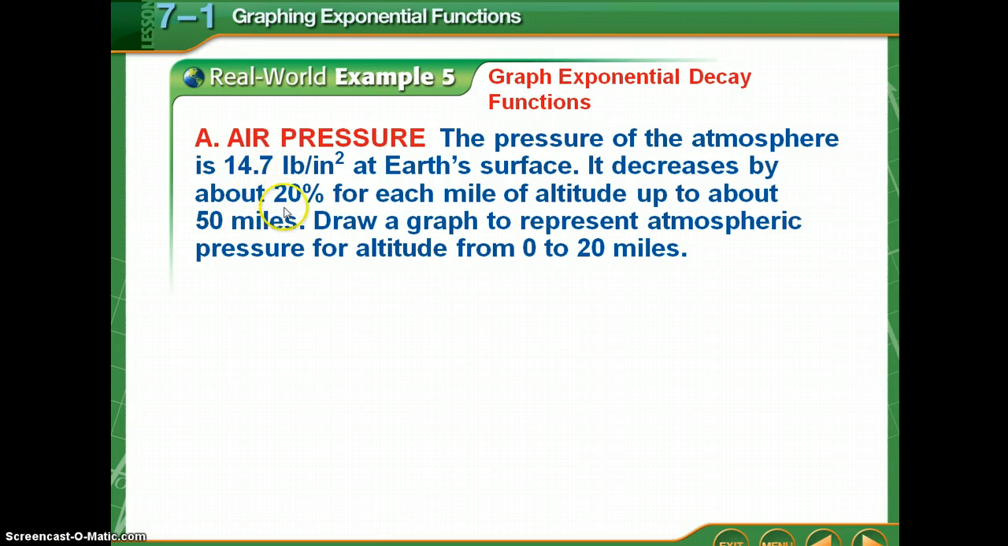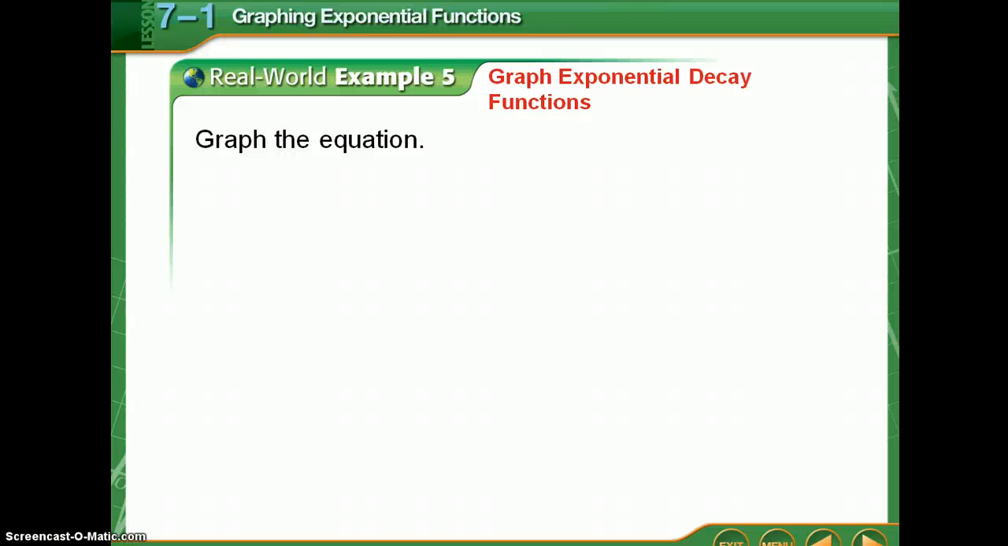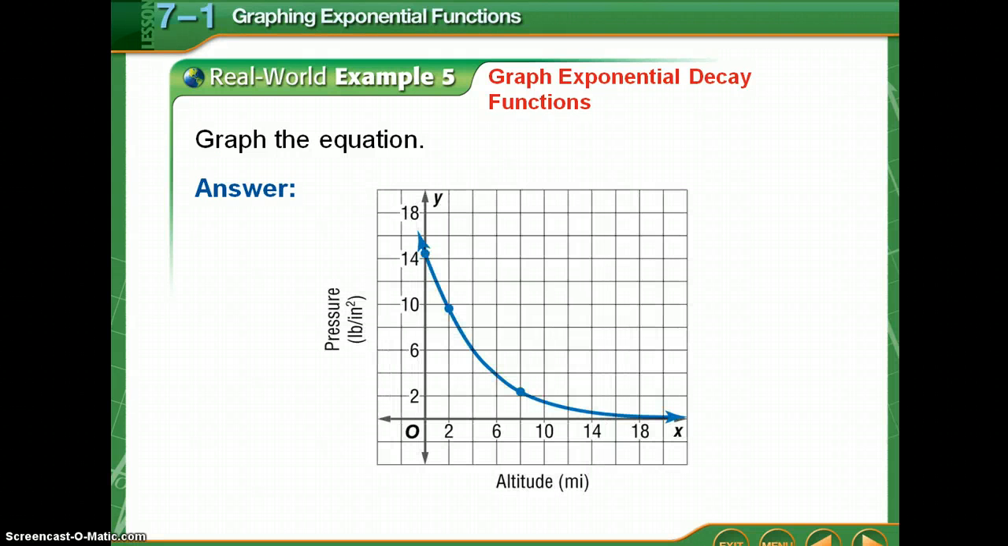14.7 is our a. We're going to change 20% to a decimal. And notice 1 minus r, our rate is 20%. So 1 minus 0.20 is 80 hundredths. So 14.7 times 0.80 to the t. We graph the equation.